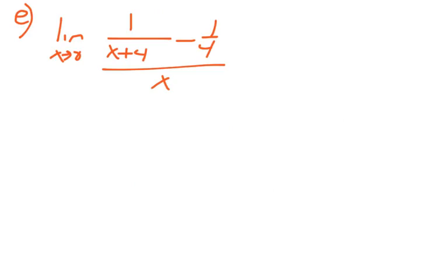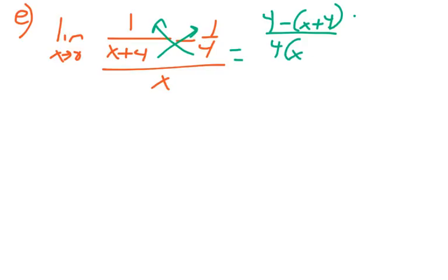Alright, so I plug in x equals 0, and I'm going to wind up with 0 over 0. And this time I want to get a common denominator. So what I'm going to do is multiply that up there and that up there. So we're going to wind up with 4 minus, in parentheses, x plus 4, over 4 times x plus 4.